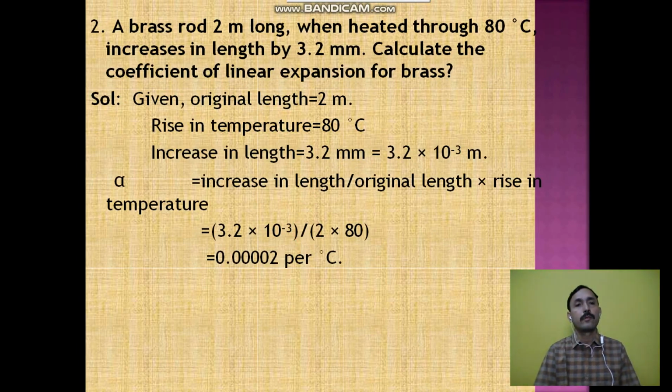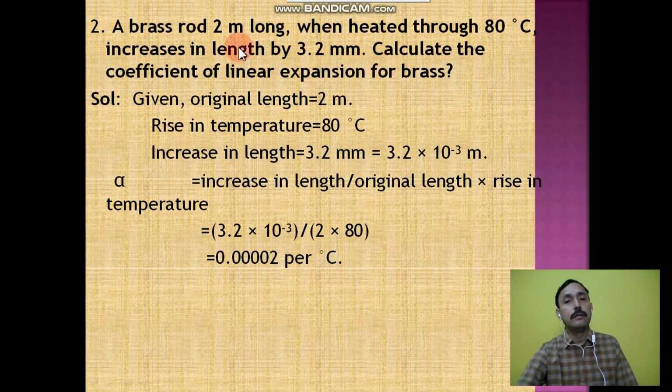Second example: a brass rod 2 meter long, when heated through 80 degrees centigrade, increases in length by 3.2 millimeter. Calculate the coefficient of linear expansion of brass. That means we have to find out alpha here. Initially the length is 2 meter. The increase in length, delta L, is 3.2 millimeter, that means 3.2 times 10 to the power minus 3 meter.